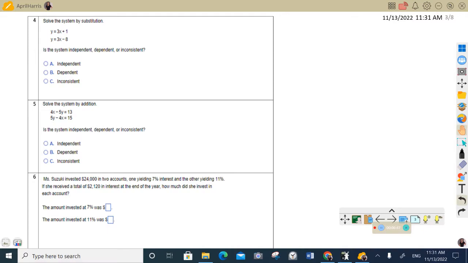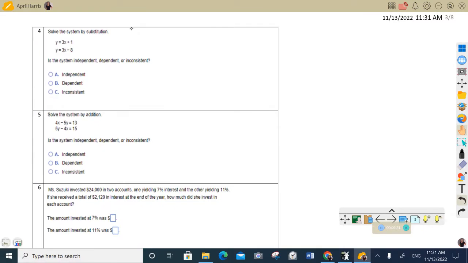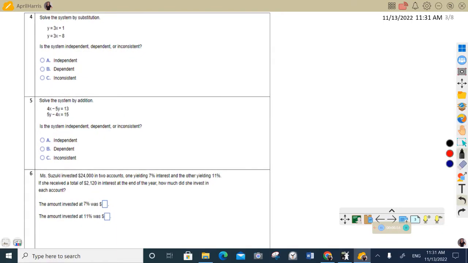Question 4 says solve the system by substitution, and actually I'm just looking at these equations. They're both in y equals mx plus b form. So we can see the slope and the y-intercept of both lines right now, and what you should notice is that the slope is the same for both lines. So they're parallel. Lines that have the same slope are parallel lines. And they're not the same line because they have two different y-intercepts. So they're parallel and they're not the same line. So that's going to be no solution, and that's called inconsistent.